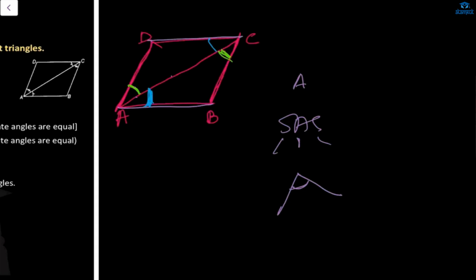So you are taking the side between the two angles, right? So ASA. So from ASA, both the triangles are congruent. Any doubt in this? Okay.